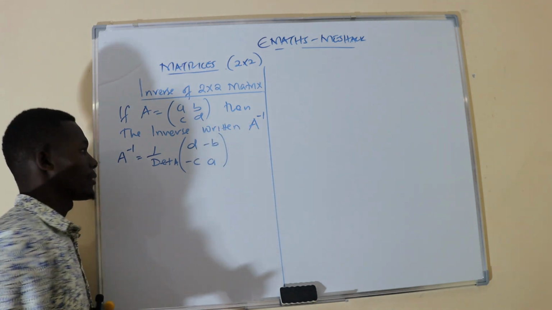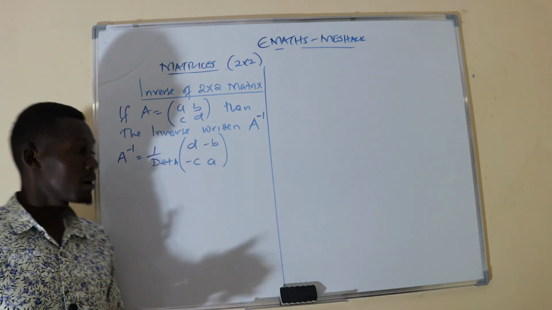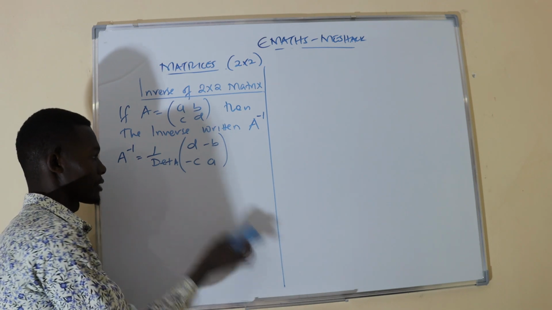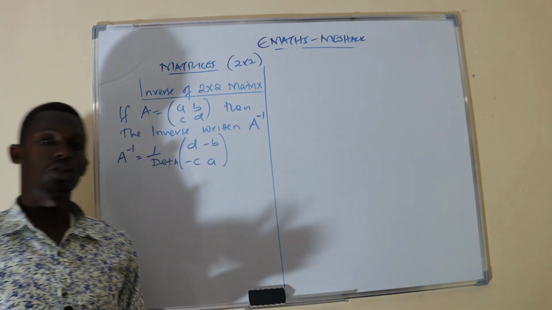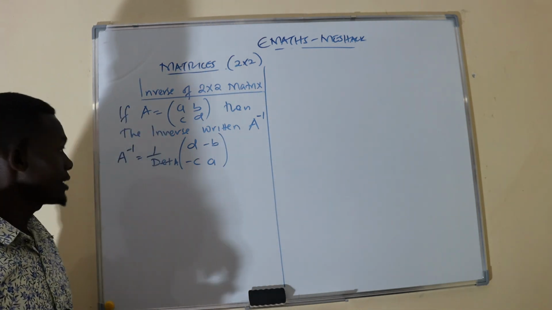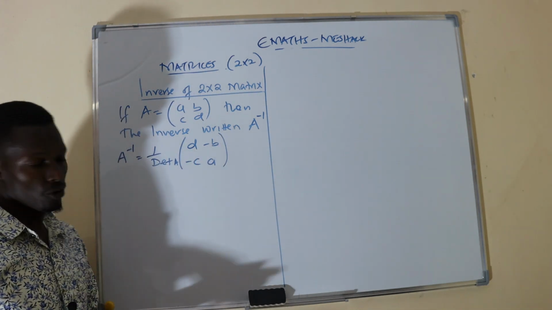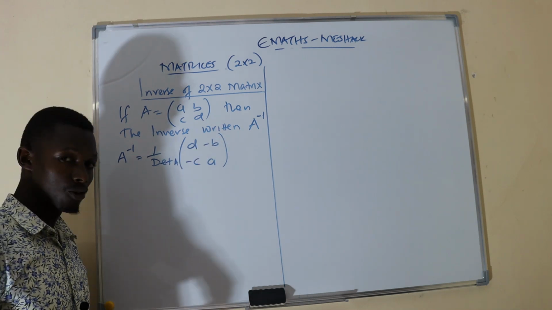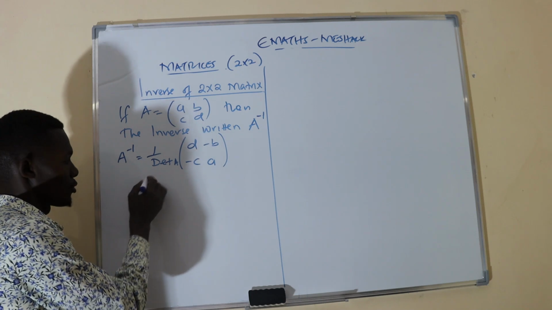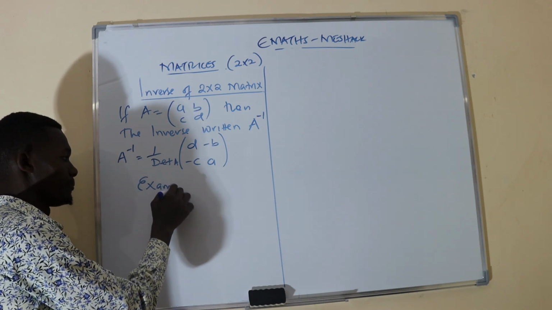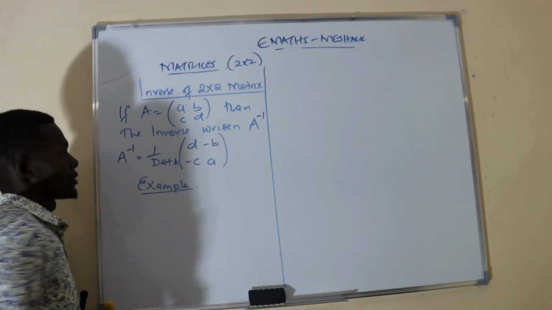So generally, I can just say change that, because our B and C were basically positive. But in general, what you're saying is just change the sign of the minor diagonal. So interchange the main diagonal, then change the sign of the other diagonal. An example.